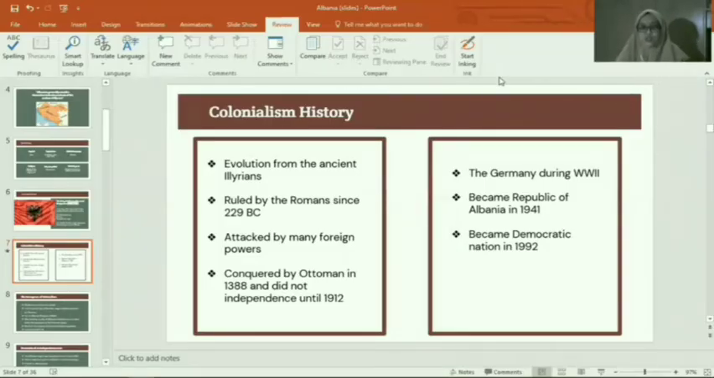Move forward to colonialism history. Albanian history starts from the ancient Illyrians, ruled by the Greeks, Romans, and then Byzantines since 229 BC. Because of their strategic location, they were attacked and conquered by many foreign powers, and then conquered by the Ottomans from 1388 and didn't get any independence until 1912. Then there was a bit of German occupation during World War II, and it became a republic, later a democratic nation in 1992. These two political systems, the Republic of Albania and the democratic nation, will be explained more by Soraya.